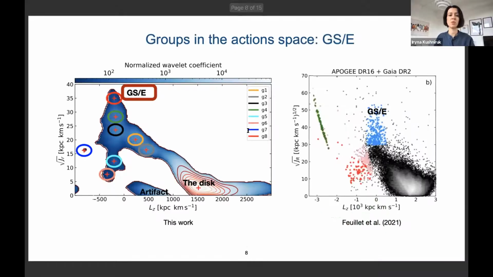So what happens if we apply the wavelet transform to 10,000 Monte Carlo maps and overplot them together? That's what we get. And I think this is the key result of my talk, showing the LZ versus JR distribution, what we get with the wavelets. And now it's time to identify the structures. So what we see is the disk. That's more or less clear, it's huge. And how about the rest of the structures?